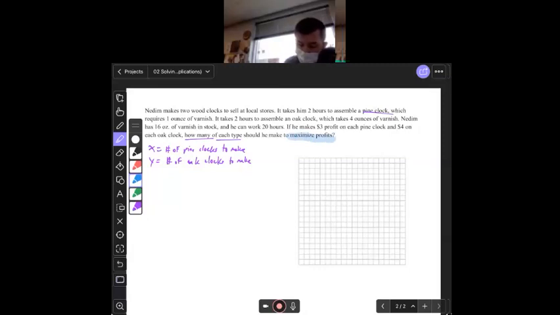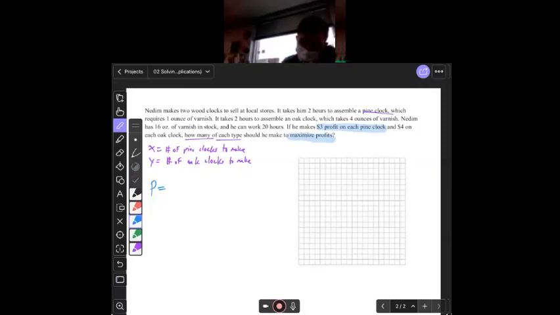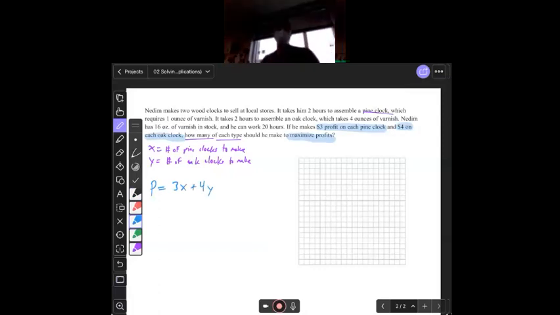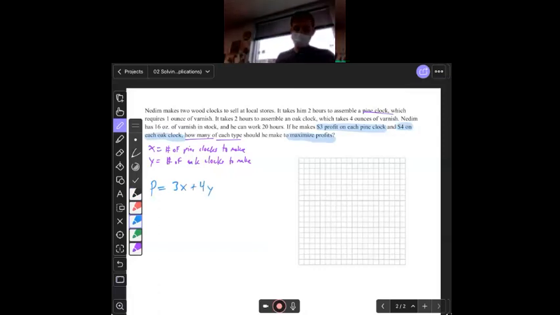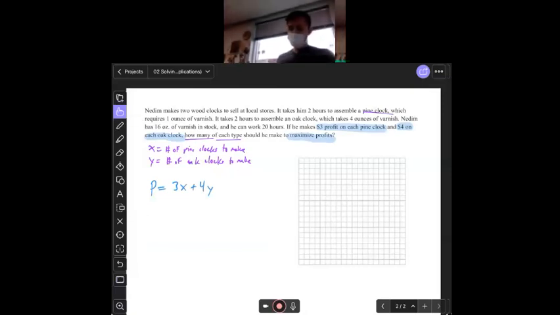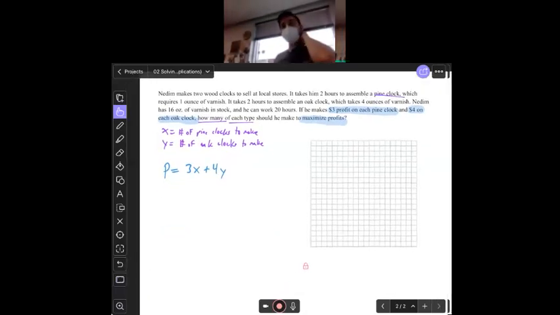So again, generally I would say if it's a profit problem, I would just call it P. So what do we know about profit, Galen? $3 on each pine clock. Okay, so how would we take that $3 and use that? 3x, okay, 3 times every x. Okay, what else do you know? Okay, so the profit from the pine clocks, the profit from the oak clocks, and you would add those together. That would give you your total profit. That's our objective function. We write it down, we put it off to the side because we use it later, but not for a few steps.